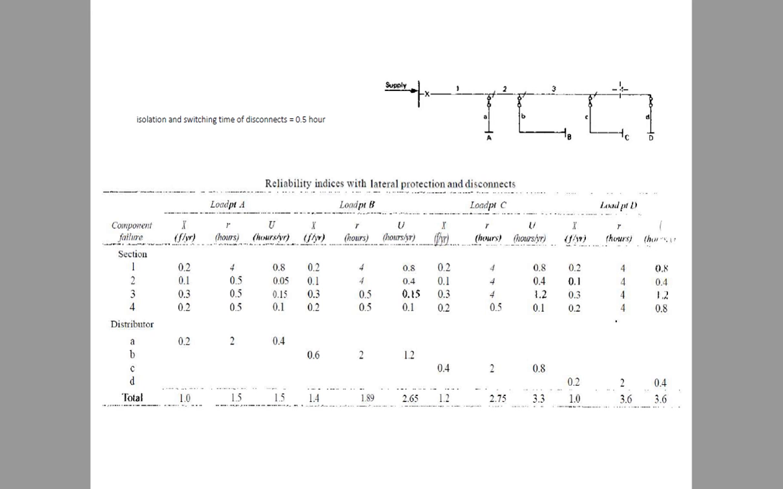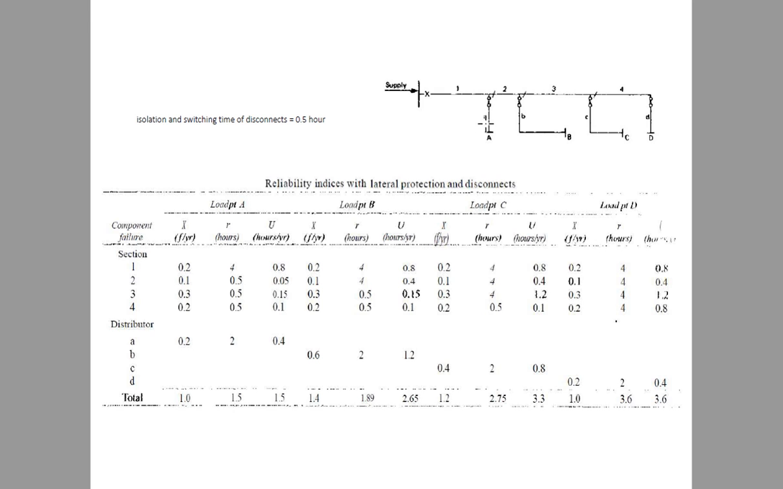Similarly, when the fault occurs at line section 4, again this disconnect operates and takes 0.5 hours to isolate this faulty section, so that supply can be maintained to load point A. Here we are talking about only load point A. Keep this thing in mind.